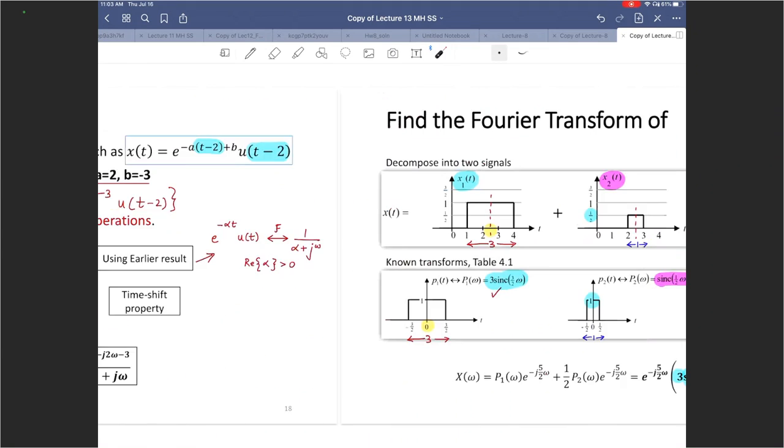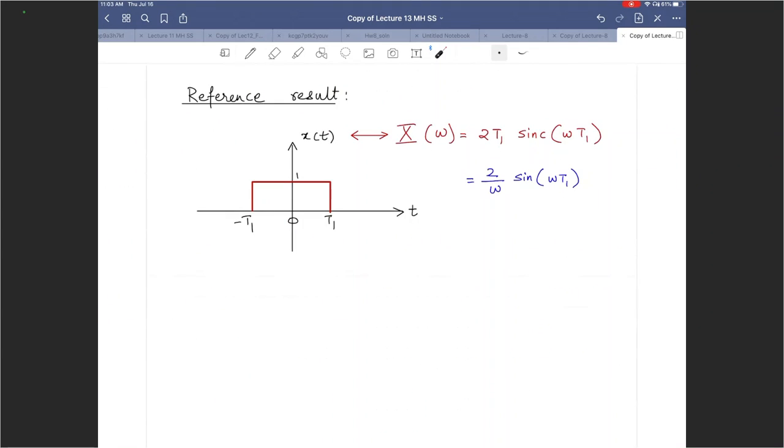All right, let's keep moving here. Reference result, sure. This is also in your properties page, by the way.